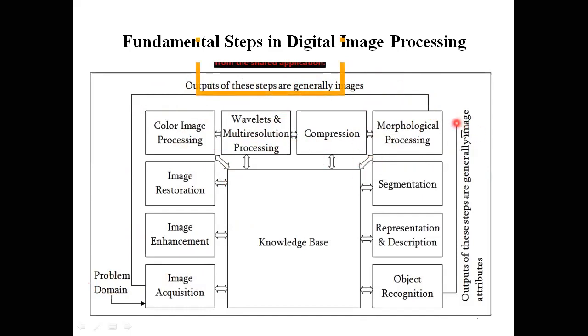Okay, next, from morphological processing to object recognition, what happens in these 4 steps? We know the total attributes about that image. Attributes in the sense we know the total information about that image. See here, outputs of these steps are generally image attributes. That means we know the total structure of the object based on these 4 steps. Okay ma, this is about the fundamental steps in digital image processing.